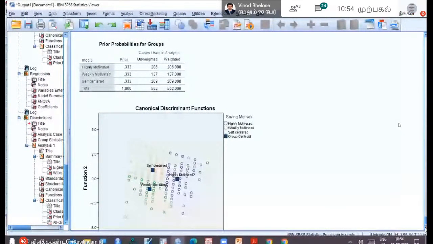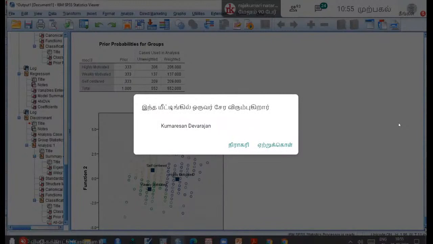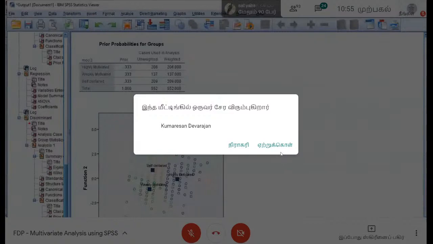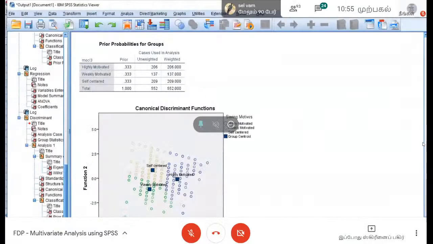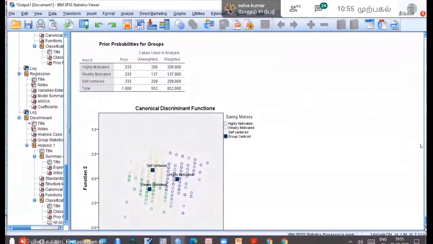Before going to the diagram, let me explain again the very basic purpose of discriminant analysis. Though we say it is a prediction, the basic purpose is discriminating. What is discriminating? Now we have three groups: highly motivated, weakly motivated, self-centered. Or let us assume people who are highly satisfied, medium satisfied, low satisfied.